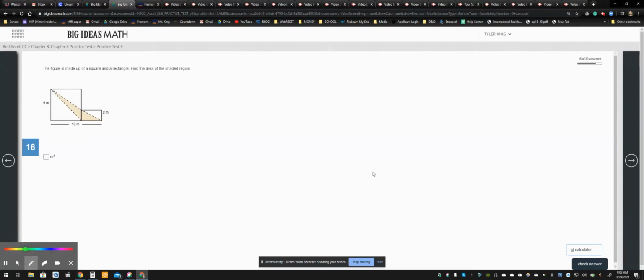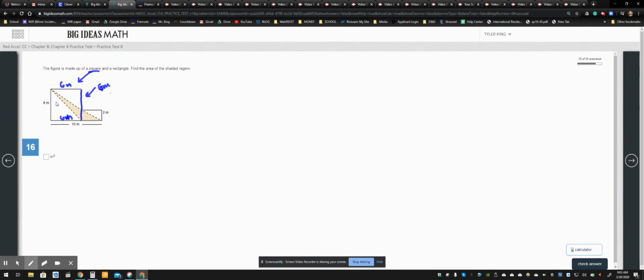Okay, so taking a look at this first one here, the figure is made up of a square and a rectangle. So the square is going to be this one here, telling us that this is going to be 6 meters, and this side is going to be 6 meters. Okay, now, and this side here, the whole thing is going to be 6 meters.